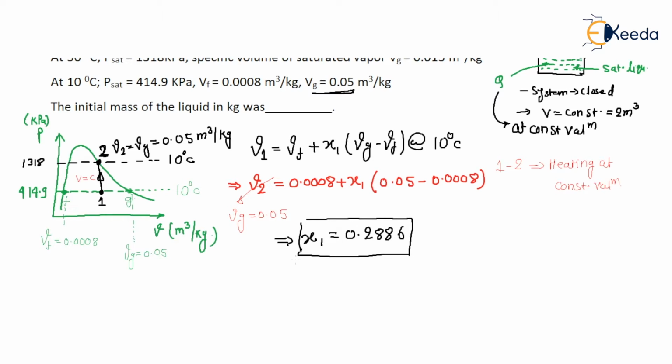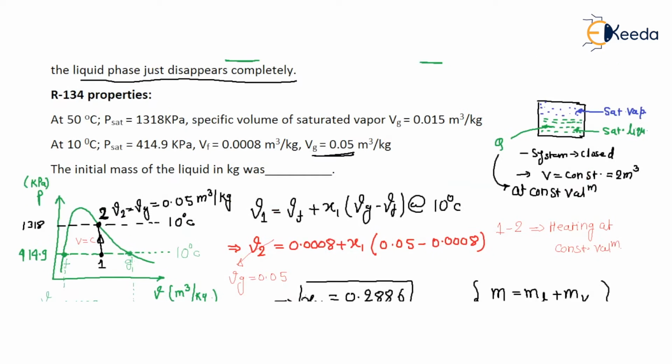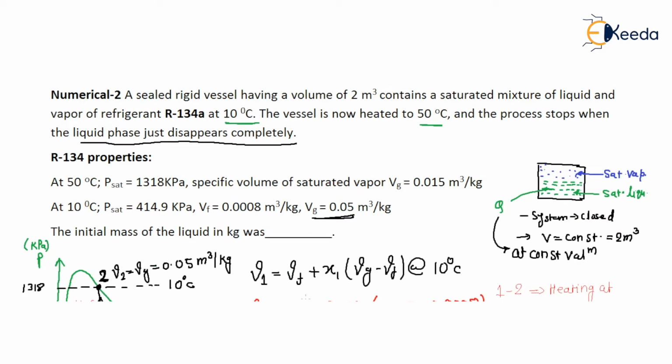So we calculate the mass of the liquid. The total mass is equal to mass of the liquid plus mass of the vapor. So if you calculate mass of the vapor, it is total mass minus mass of the liquid. So what is the total mass of the container?